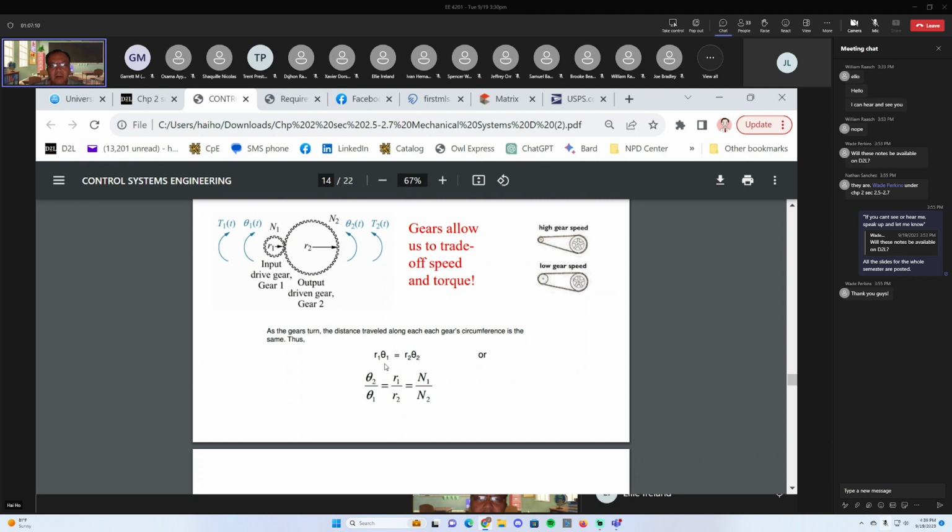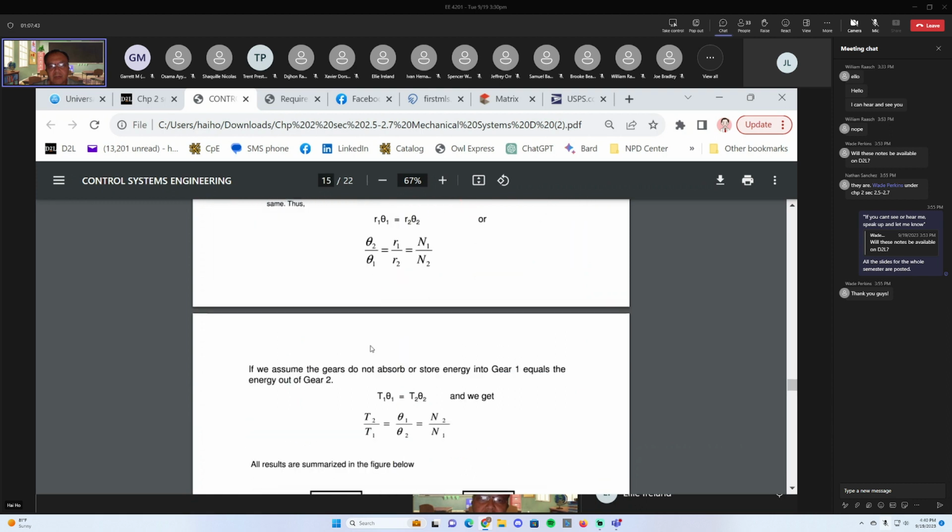I'm trying to think, R1, what's the formula for the radius of a circle? Is that 2 pi r? Yeah. Okay. So this here is basically the radial displacement. And so if you put this in ratio, theta 2 over theta 1 is R1 over R2. But you see R1 and R2 share the same ratio as the number of teeth, N1 over N2.